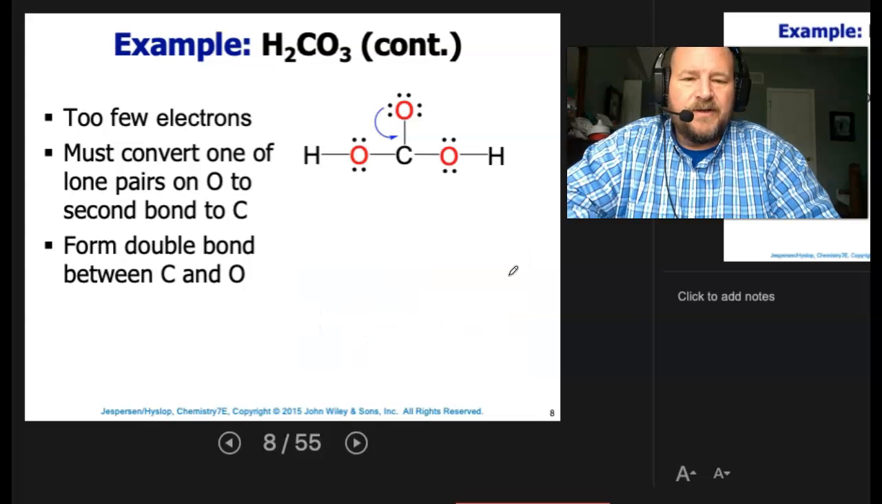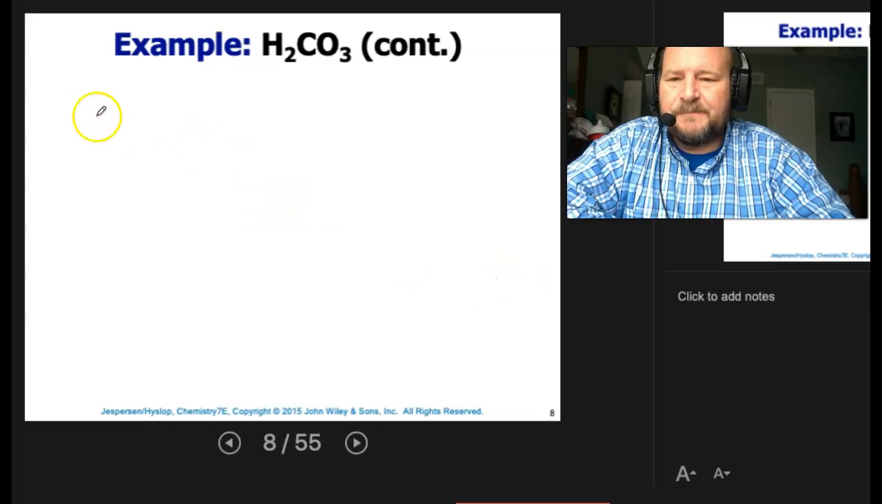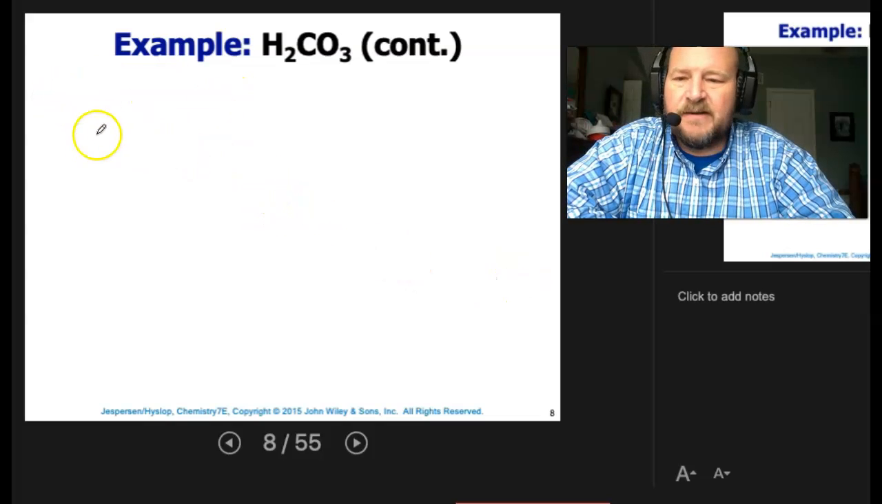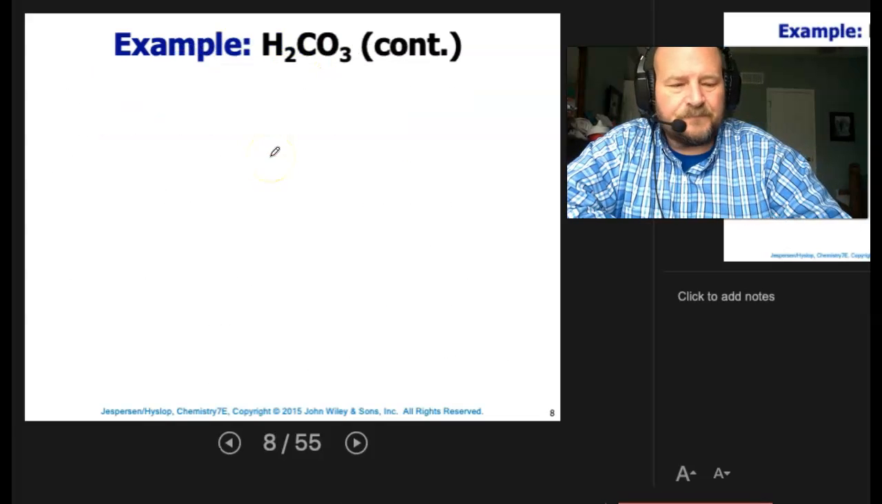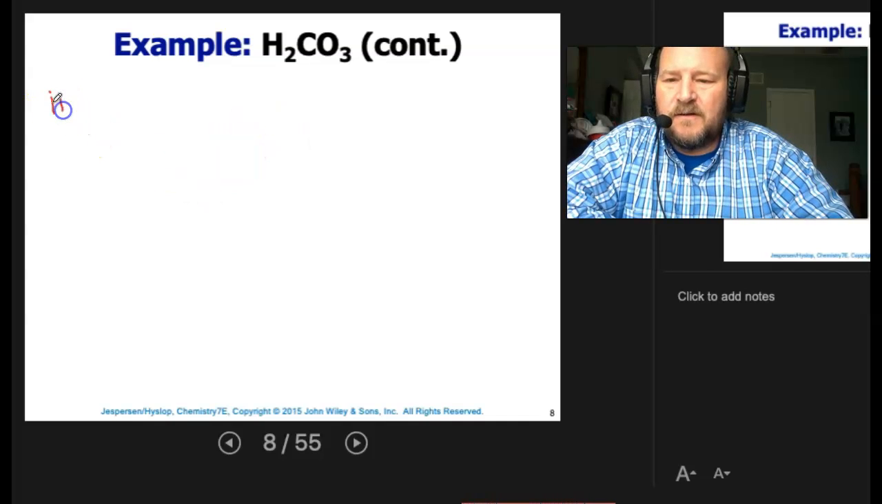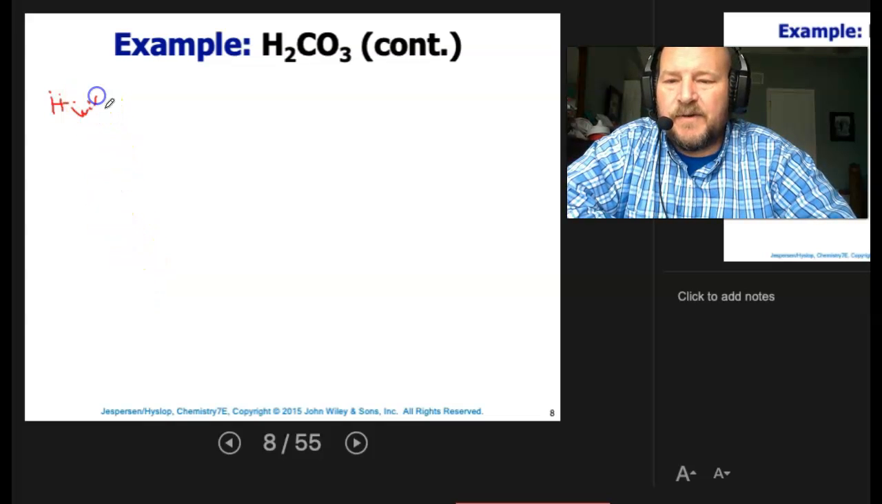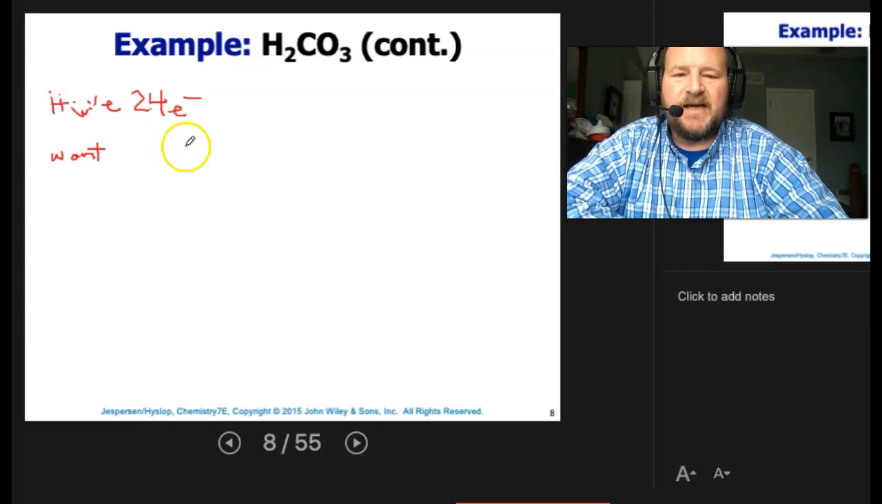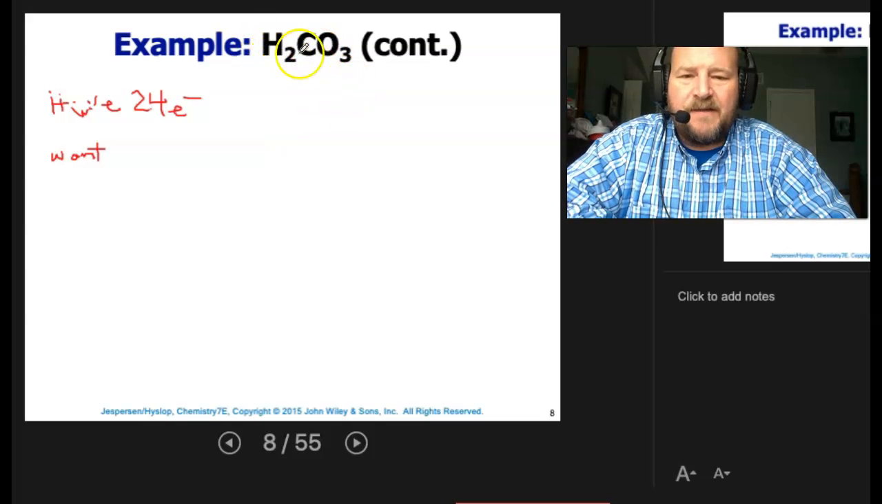Now, another way you can do this, another method for doing electrons, is to look at the halves and the ones. So we do the halves in this method. So we know that when we did that, if we flip back, we had 24 electrons. So right here, we have 24 electrons. The next thing we do is look at our wants. Now, what we want is for everybody to fill their octet. Hydrogen will be different where it only wants 2. But everybody else is going to want 8.